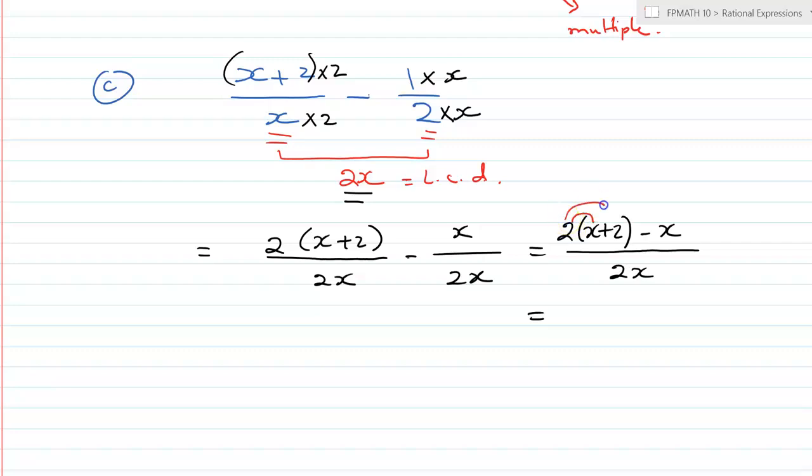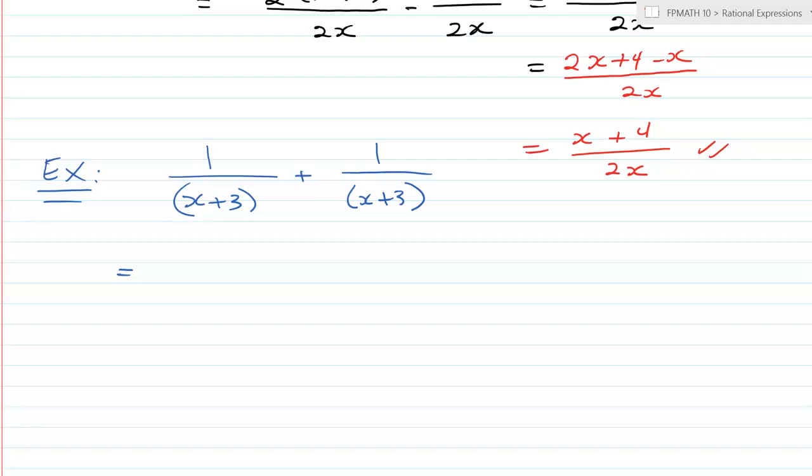So this 2 multiplied through, and then we have to subtract x. So that would be 2x plus 4 minus x all over 2x. And then last piece, 2x minus x, collect like terms. So that would be just x plus 2 all over 2x. And that is the final answer, the most simplified form of the subtraction of two rational expressions.